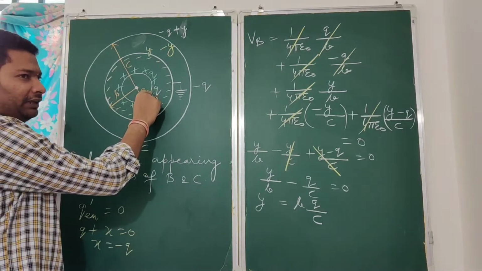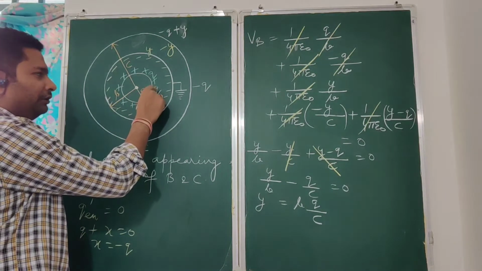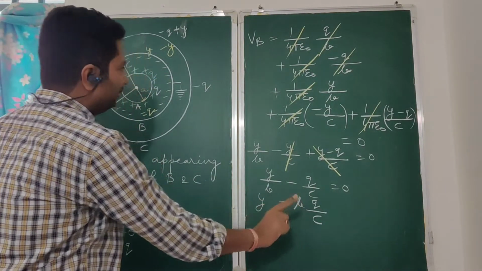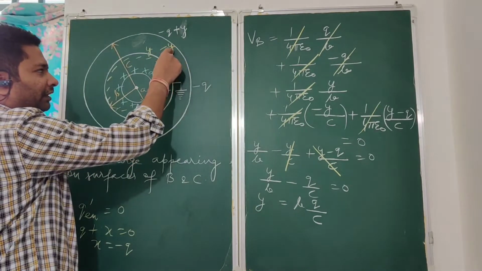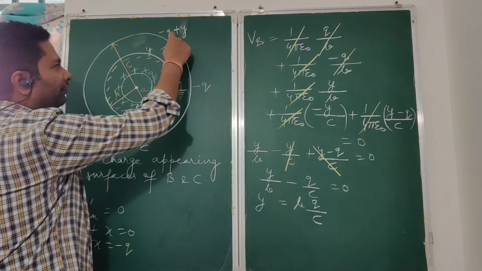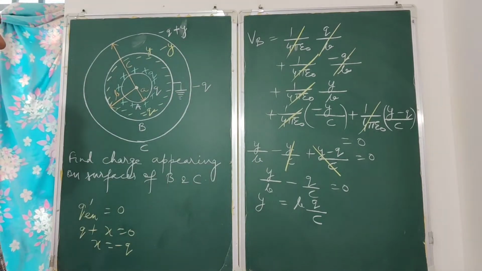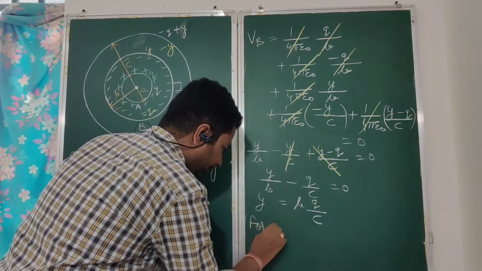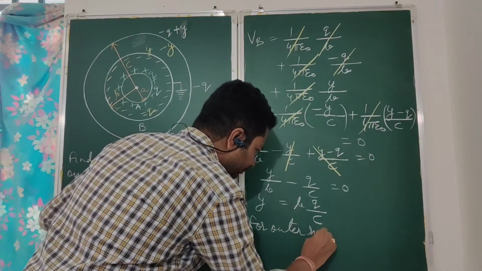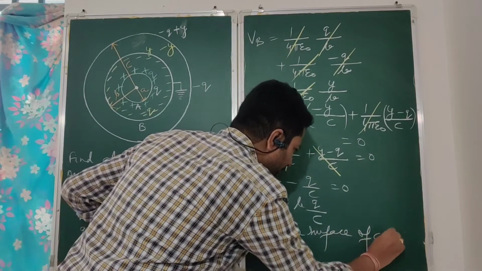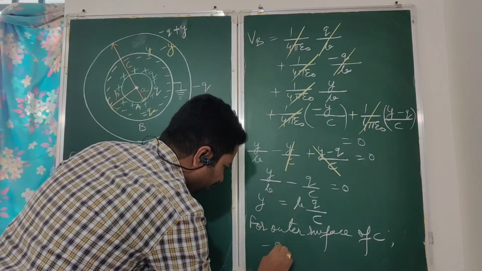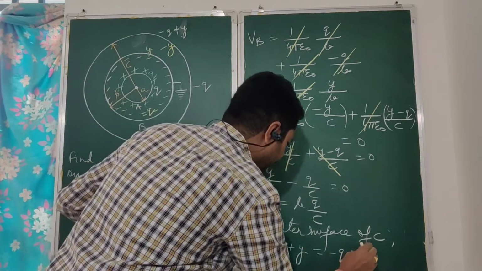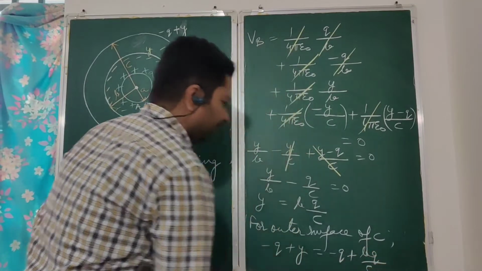For A, inner surface 0, outer surface Q. For B, inner surface minus Q, outer surface BQ by C. For C, inner surface minus of this, outer surface minus Q plus y. So for the outer surface of C, what is the charge? Minus Q plus y. So the y value, whatever you have calculated, put it: minus Q plus BQ by C.